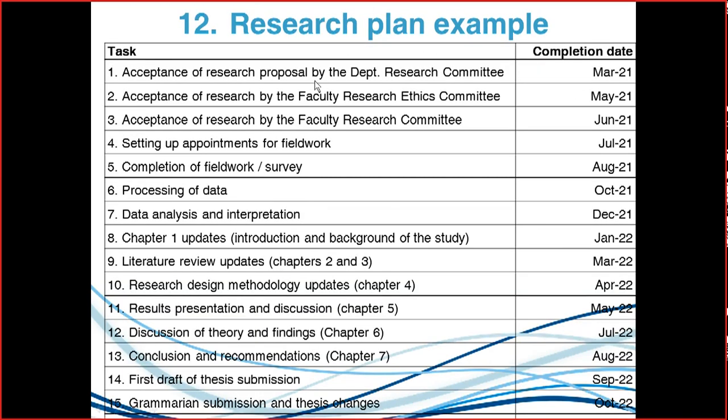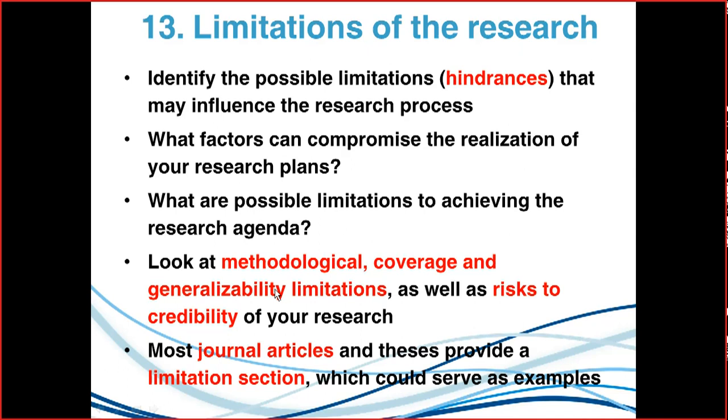Then you need a research plan, and this needs to be realistic, from when your proposal is accepted all the way through to when the grammarian changes are made, a final draft is made, and then eventually your thesis is submitted. Generally for masters, you're looking at a minimum of 2 years, but most people take 3 to 4 years to complete, and you need to cover all the major elements.